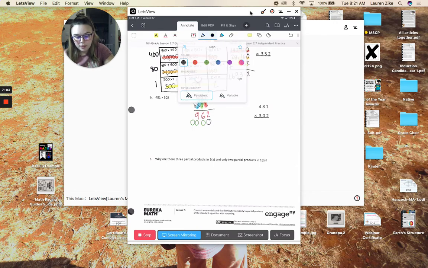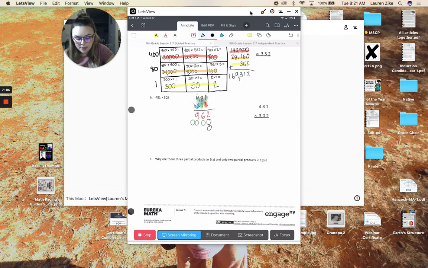And since we're multiplying in the hundreds place, we add 2 placeholder zeros this time. And then we can start multiplying. 3 times 1 gives us 3. 3 times 8 gives us 24. And 3 times 4 is 12, plus 2 is 14.